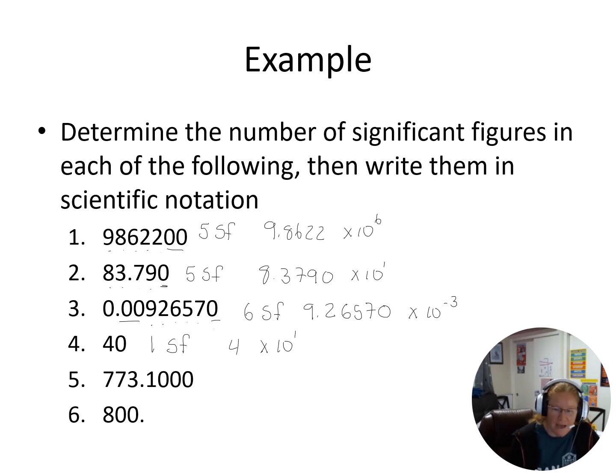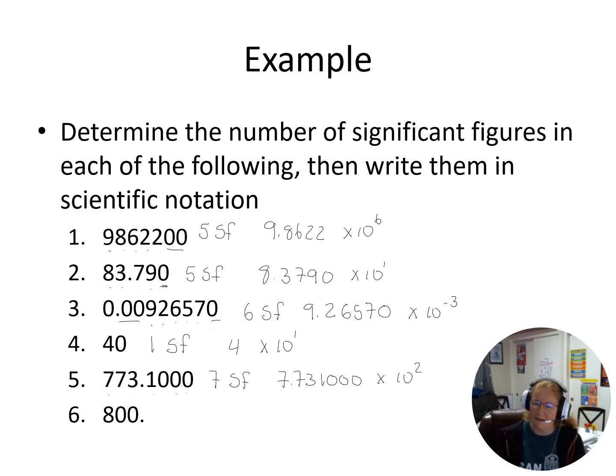Okay? Next up, 773.1000. Those zeros are after non-zero and the decimal. Therefore, they're significant. So I have 1, 2, 3, 4, 5, 6, 7 significant figures. And I'm going to get 7.731000 times 10 to the second.